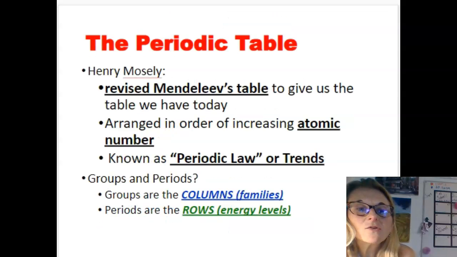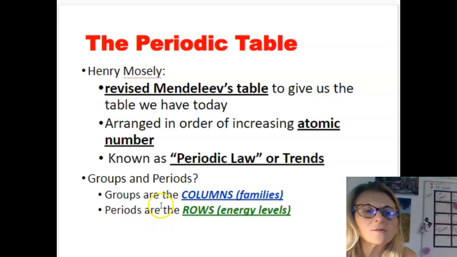So then Henry Moseley came along and he revised Mendeleev's table to give us the table that we have today, that we arrange by atomic number. There is talk right now about arranging the periodic table based on electronegativity. So the more electronegative an element is would be how it's arranged on the periodic table. And we'll be talking about that a little later.